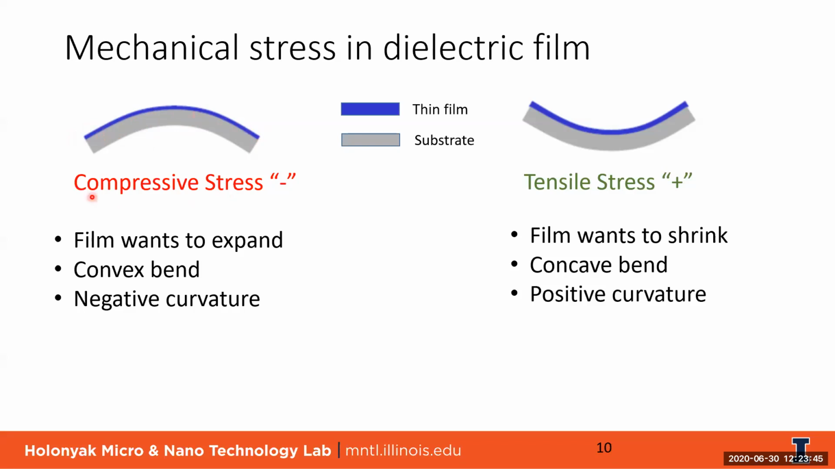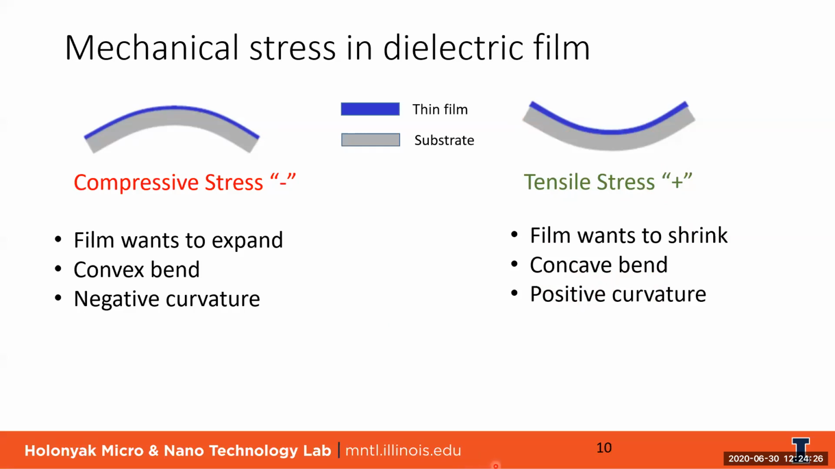And therefore, it will create a convex bend. As you remember from your calculus class, a convex bend means negative curvature. And that's why compressive stress has a negative sign associated with it. Another kind of stress is tensile stress. In that case, the film wants to shrink, but it's confined to the substrate, and therefore it creates a concave bend. This corresponds to a positive curvature, and therefore tensile stress is associated with a positive sign.